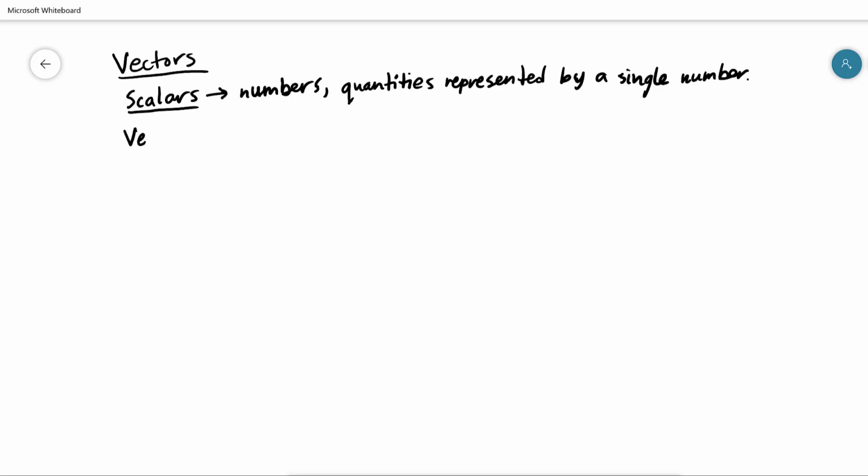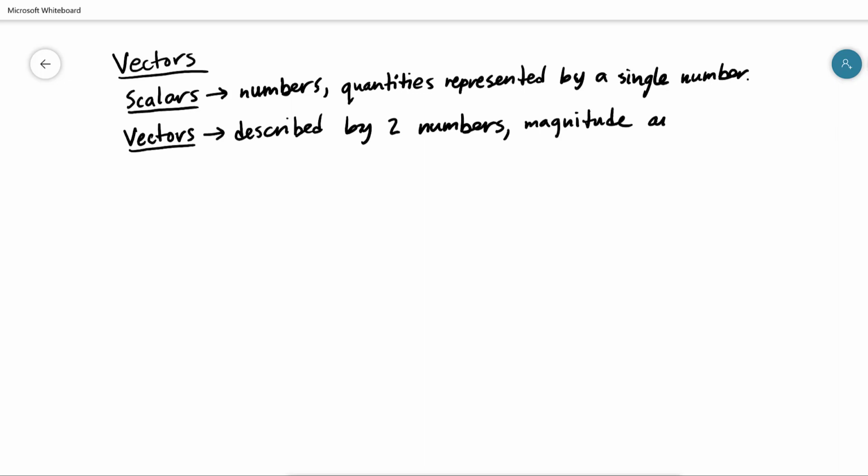Vector quantities are characterized by two different values. So these are described by two numbers. And if we think about what those represent, often it basically boils down to a magnitude and a direction. So the scalars, they're typically just thought of as just the magnitude. Vectors are a magnitude as well as a direction.